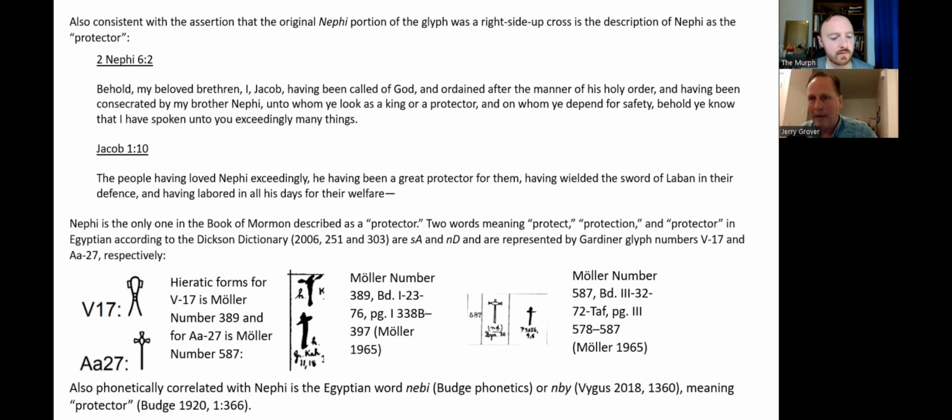And then I also show that there's another correlated word, nebi, that also means protector phonetically. So you may have actually had another derivation. It may have matched his name two ways, not just Nefer beautiful, but Nebi protector. So it was kind of a pun, maybe, if you want to call it that. It seems like a lot of the names in the Book of Mormon were almost like puns in that way, sort of describing the meaning of the individual.